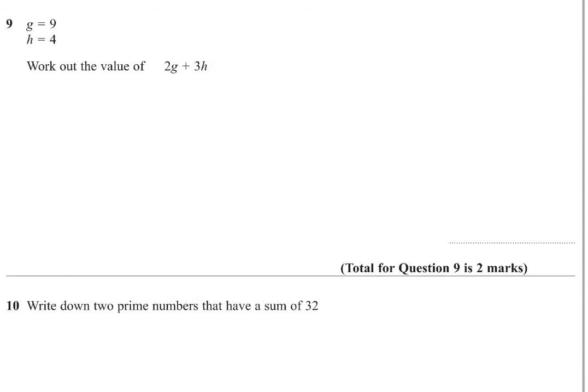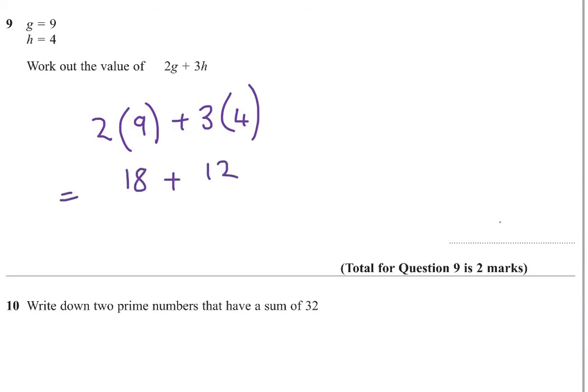Okay, substitution. G equals 9, h equals 4, so all we have to do is plug those values into here. So we get 2 lots of G, which is 9, plus 3 lots of h, which is 4. 2 9s are 18. 3 4s are 12, so this is just 30.